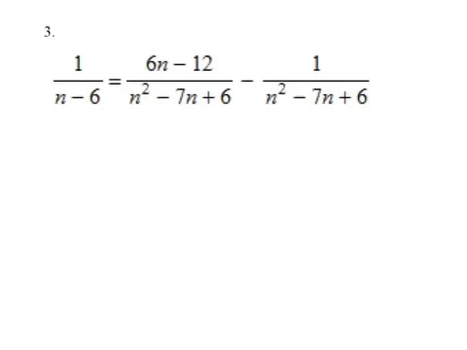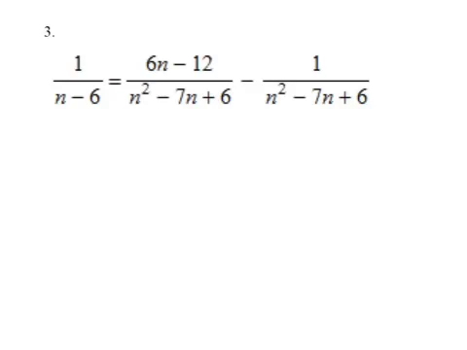Let's try this one last example. Now, remember, the first step is to make sure that we factor our denominators. This will help us determine the least common denominator. Now we have a binomial n minus 6. Let's see if we're lucky to get an n minus 6 factor in this denominator.